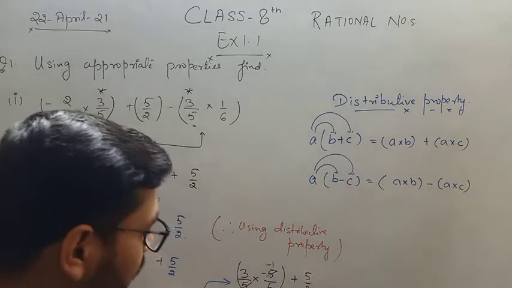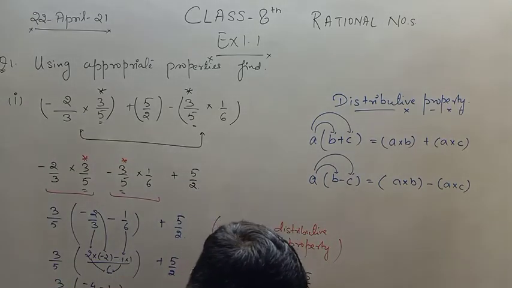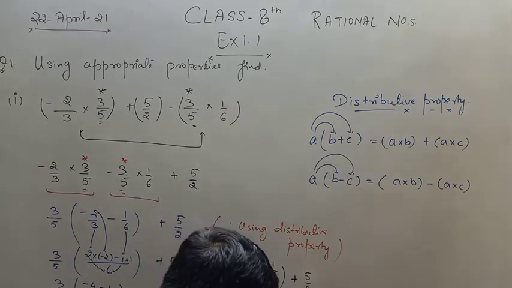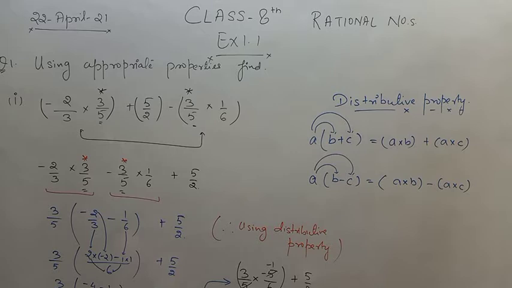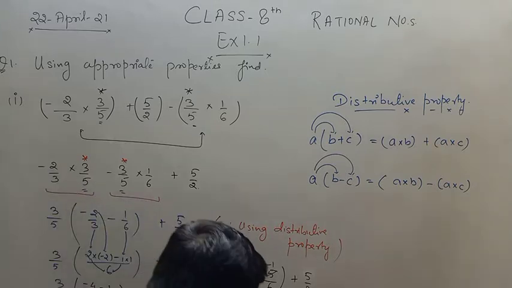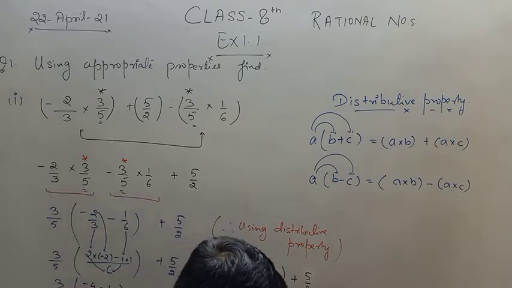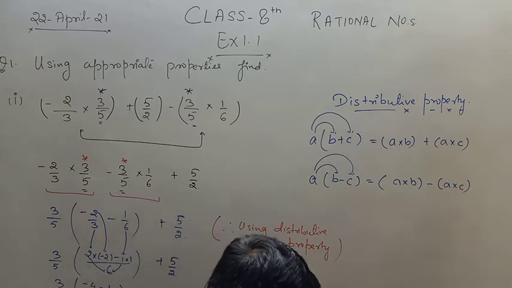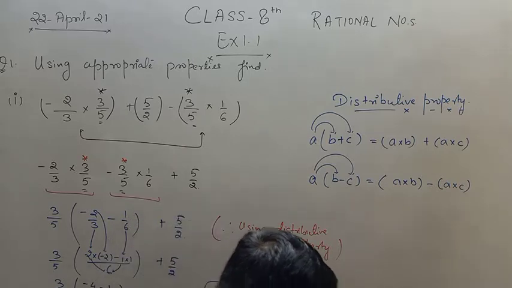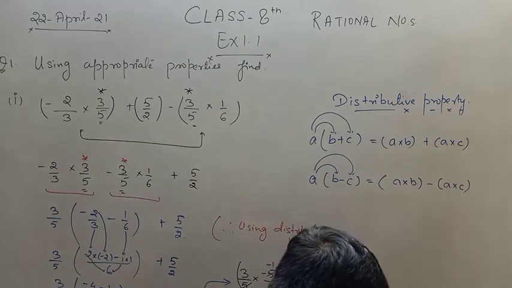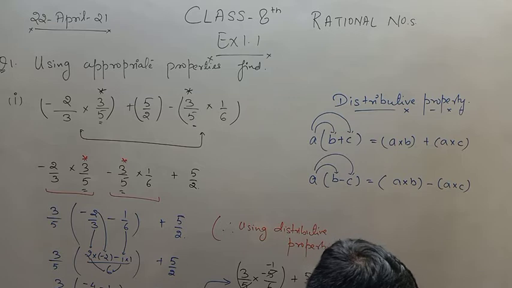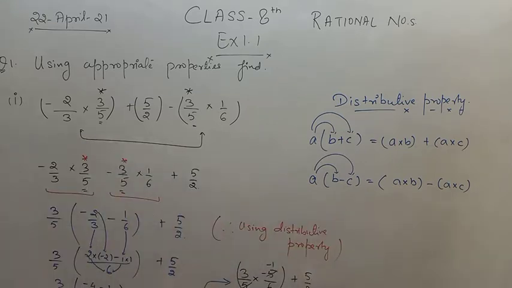What is the LCM of 6 and 2? 6. So 6 is the LCM. 6 ones are 6 into 3 plus 2 3s are 6 into 5. What I'll get? 3 ones are 3, 5 3s are 15, divided by 6. 15 minus 3 is 12 divided by 6. 6 2s are 12. So 2 is your answer. So 2 is your answer. Please note it down fast.